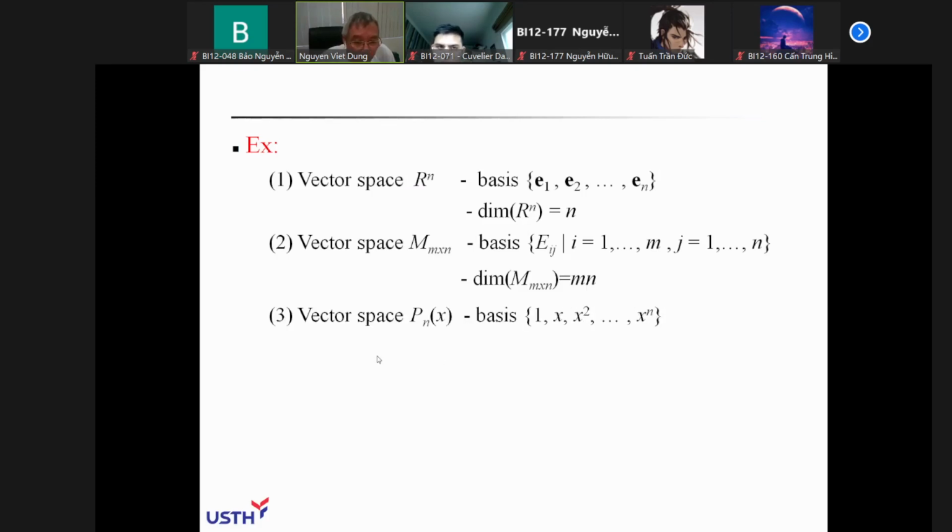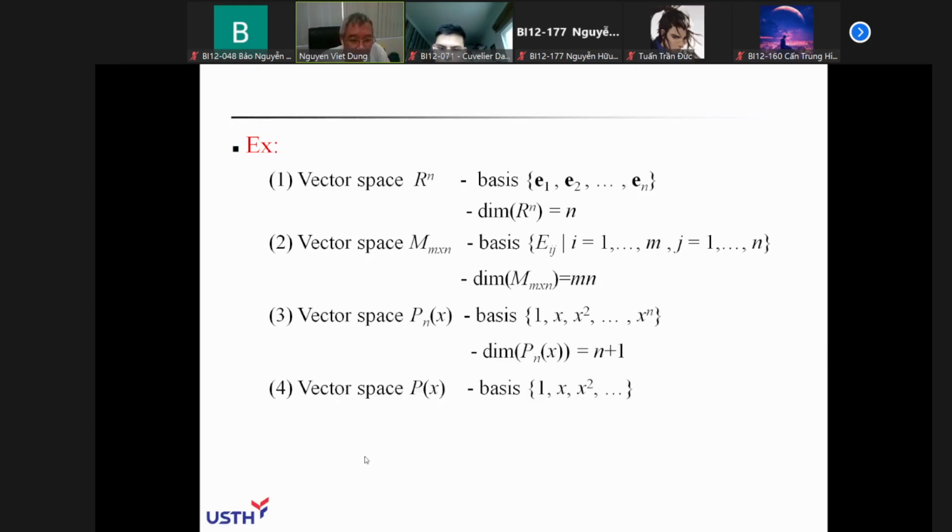And now the vector space P_n(x) has a standard basis 1, x, x squared, up to x to the power n. That consists of n plus 1 elements. So the dimension is n plus 1.